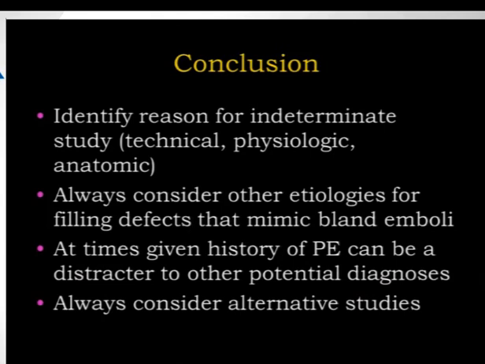So in conclusion, we've identified reasons for indeterminate studies. It's very important to sort of parse these out, because what you do with the study, either by follow-up or repeating the study, will be different based on the reason for the indeterminate result. Always consider other etiologies for filling defects that can mimic a bland embolus. Sometimes the given history of PE can be a distractor to other potential diagnoses, and so it's very important to, at one point, exclude the history and really look at all the images carefully, and always consider alternative studies.